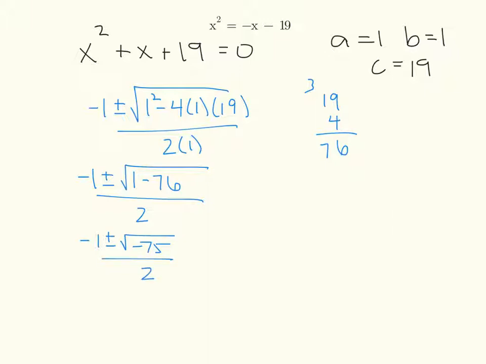So since our discriminant here, our value under the square root, is negative, that means we're going to have two imaginary solutions, and we know that already. We've dealt with negative numbers under the square root. So let's break this apart here.